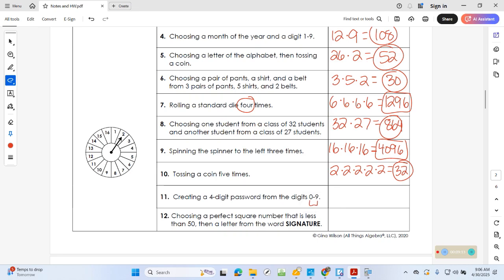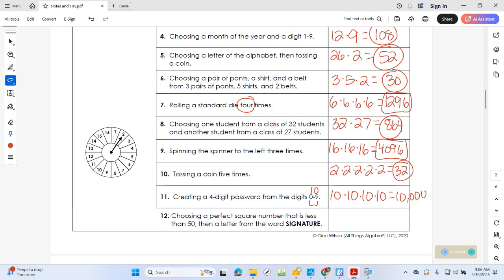Creating a 4-digit password from the digits 0 through 9. Okay, how many numbers are there from 0 to 9? 10. 0, 1, 2, 3, 4, 5, 6, 7, 8, 9 puts you at 10. So we're going to have 10 for each of them. And you're doing a 4-digit password. So 10 times 10 times 10 times 10, 4 of them, or 10 to the 4th. For a final answer of? Got it.